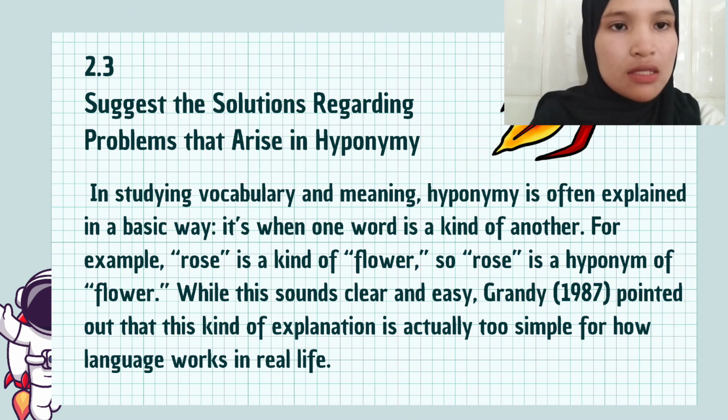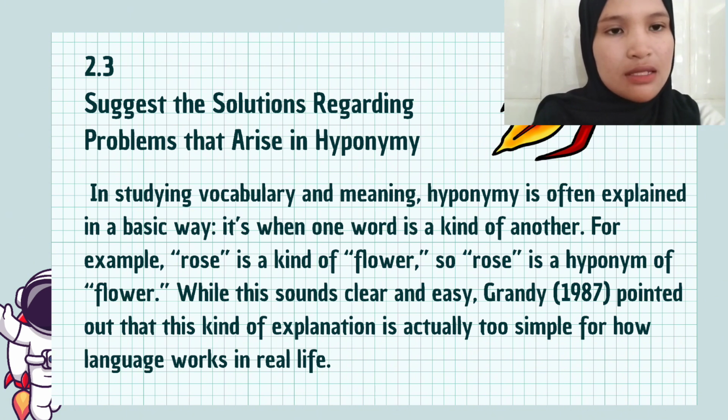So, hyponymy is often introduced simply as when one word is a kind of another. For example, rose being a type of flower. However, Randy 1987 argued that this explanation oversimplifies how language truly works. In real-life usage, not all words fit neatly into hierarchical categories.